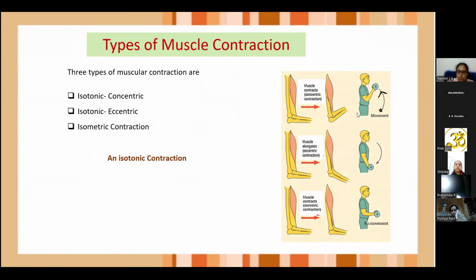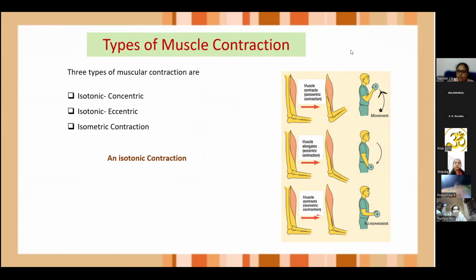So this is to show you how exactly that happens. Concentric is moving towards the body. Eccentric is moving away from the body. Isometric is just holding. Okay, so all these things come with the weight bearing things. When you lift the weight, it is isotonic concentric. When you are going to drop the weight, it is isotonic eccentric. Isometric is you are holding the weight. Against the gravity, whatever you do, that becomes isometric contraction.